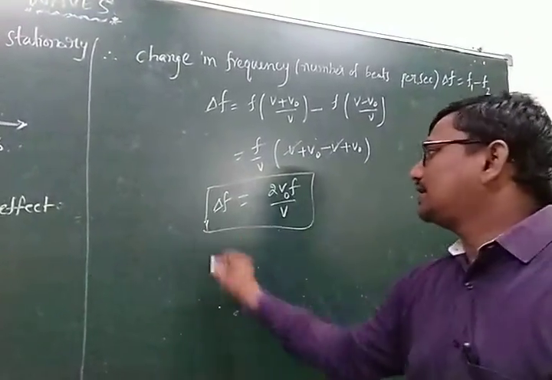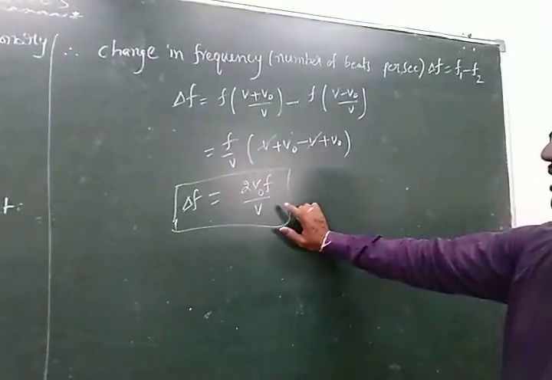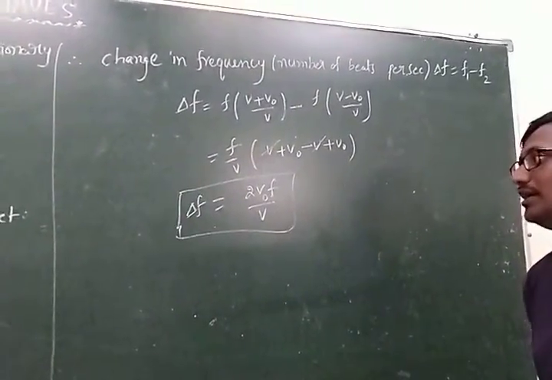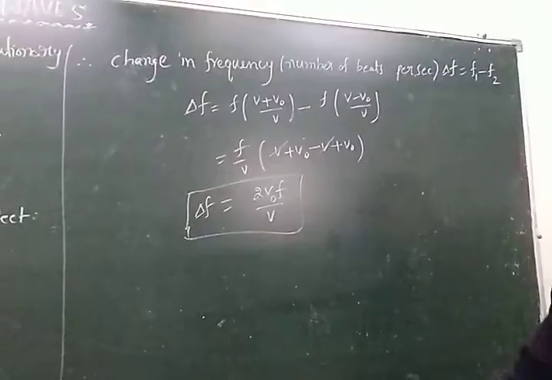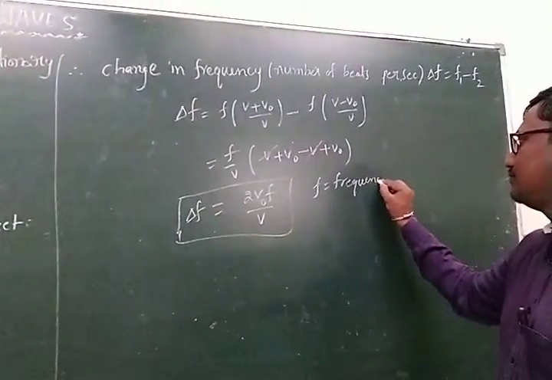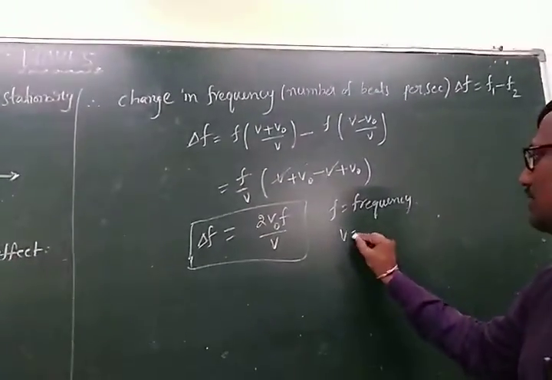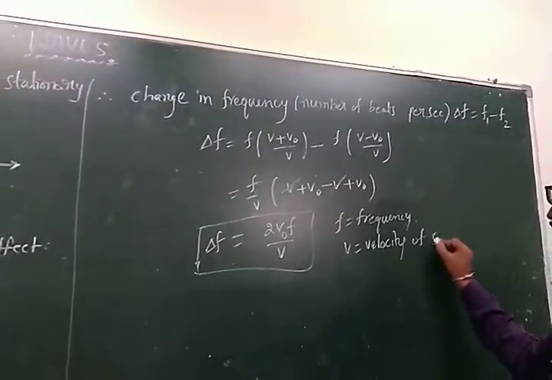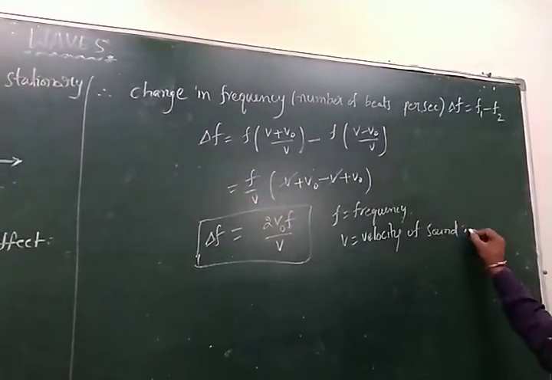See, this is the change in frequency, or the number of beats per second. How much is that? 2 v naught f by v. F is equal to frequency, v is equal to velocity of sound in air.